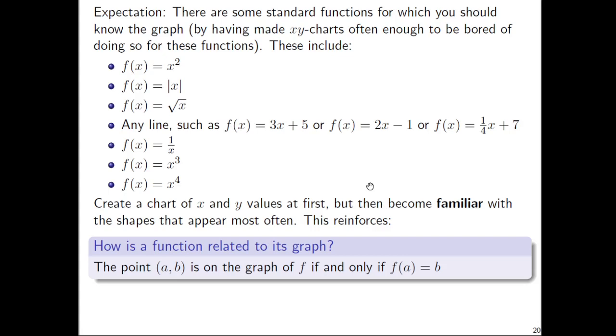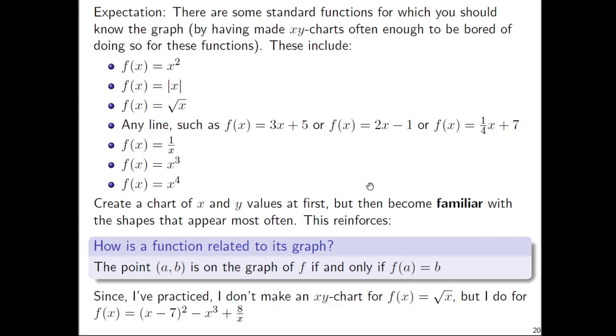So use the charts, but my point is, as you do it, don't just use the chart to create the graph. Use the chart to create the graph and then stare at the graph and go, I want to be familiar with certain graphs because certain functions will appear so often, such as y is equal to x squared.